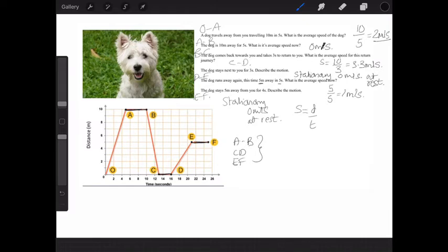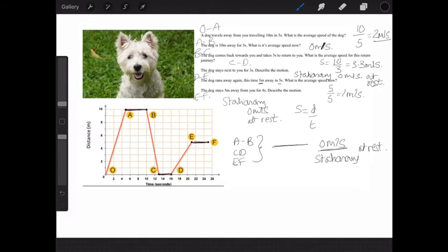And E and F, just 5 metres away from me, staying there for the 4 seconds we're shown on the graph. So in these motions, where you have this horizontal straight line and distance isn't changing with time, you're not moving. It's 0 metres per second because you're stationary or at rest.